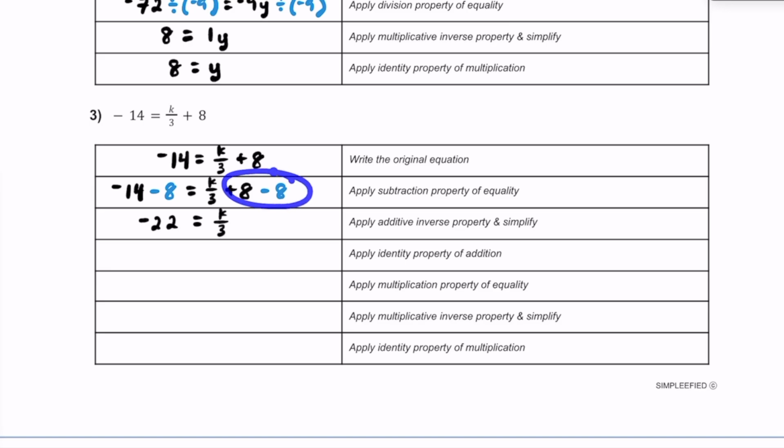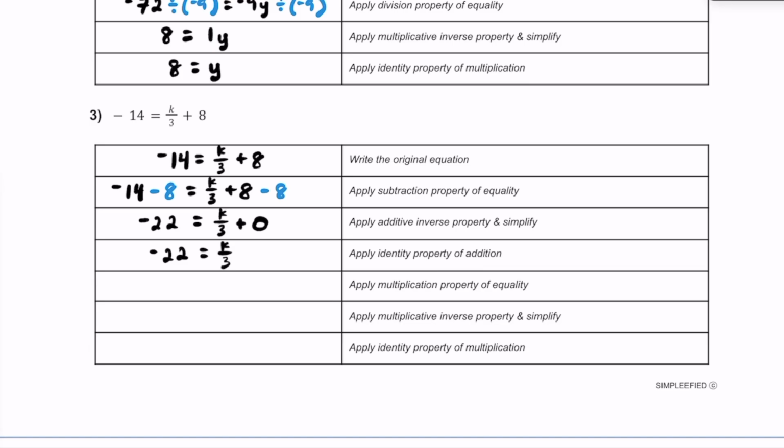And using the additive inverse property, 8 minus 8, or 8 plus negative 8, that's going to be 0. Using the identity property of addition, we can go ahead and drop that 0 and say negative 22 is equal to k divided by 3. Okay, so we have a one-step equation now.